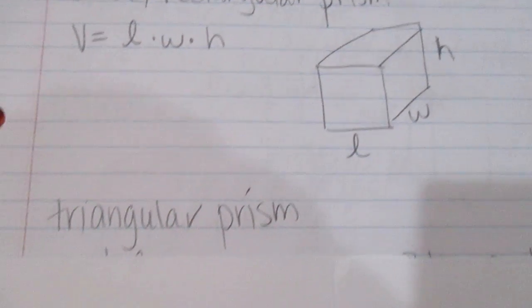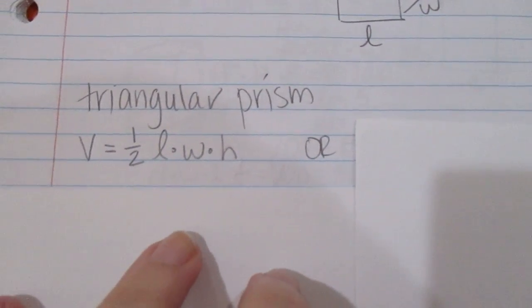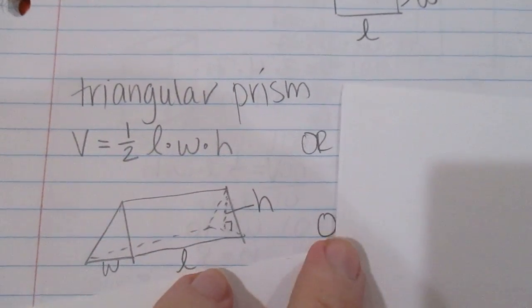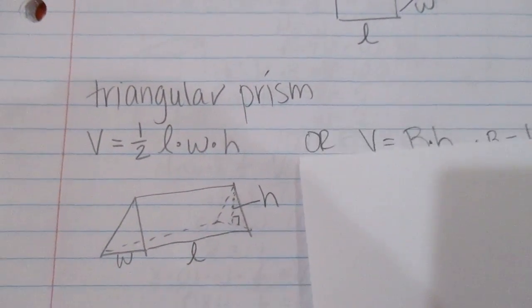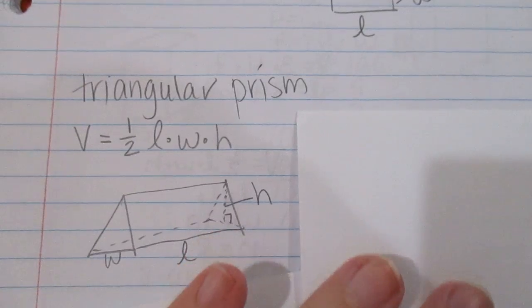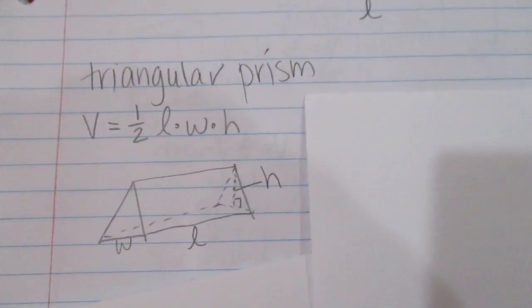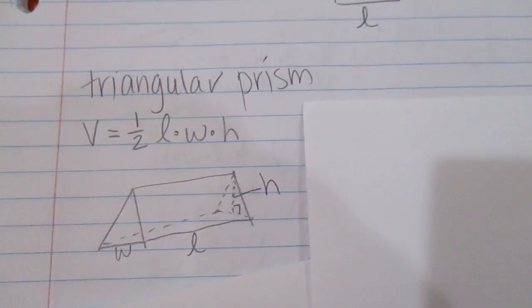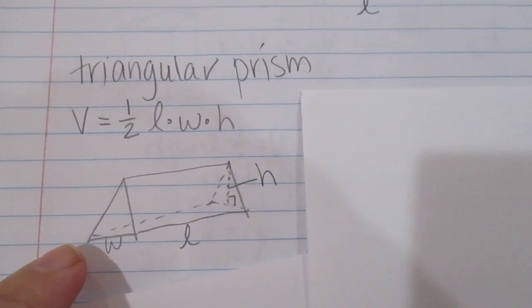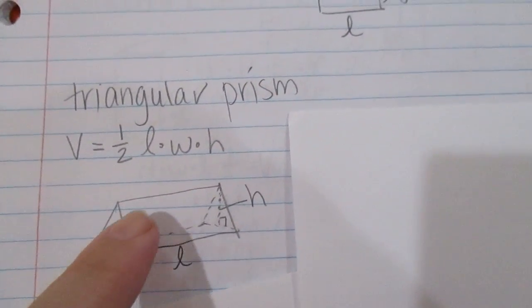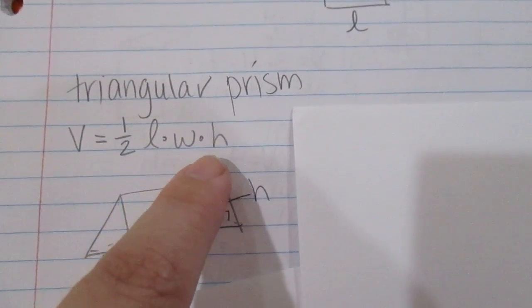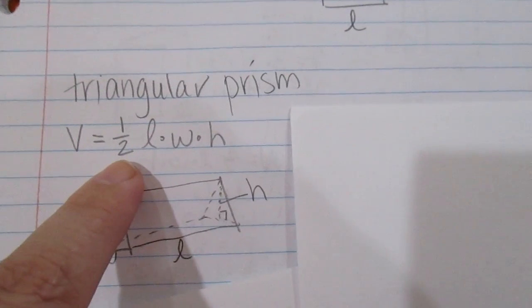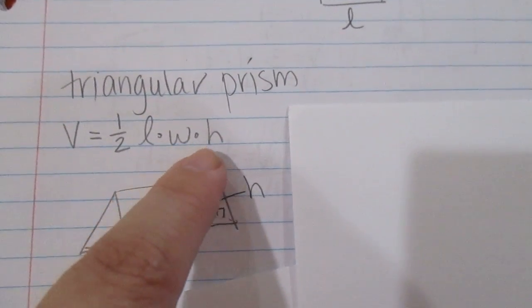The next thing we're going to look at is the formula for a triangular prism. The first way that we can write the formula for a triangular prism is by thinking of a triangular prism as half of a rectangular prism. I know that a triangle is half of a rectangle, so if I think about my triangular prism as half of a rectangular prism, then I can simply use the rectangular prism formula for volume, length times width times height, and then find half of it. Half times the length times the width times the height.